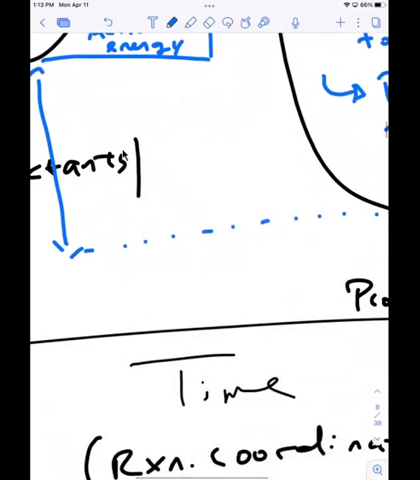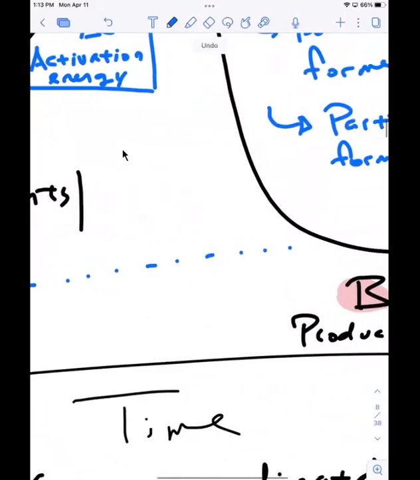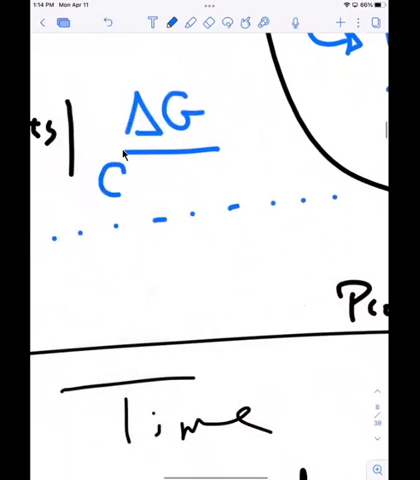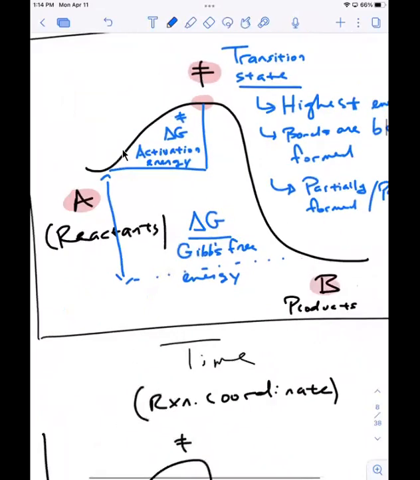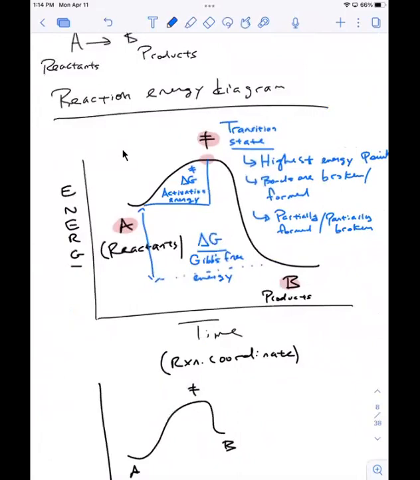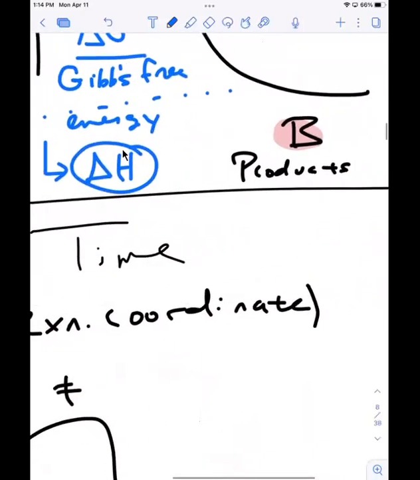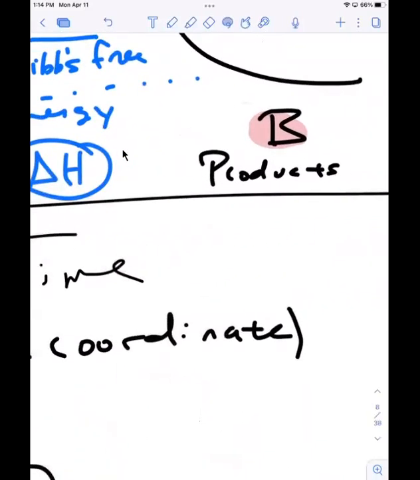That gap in energy is what we call delta G, not without the double dagger. There's a difference, which is the Gibbs free energy. So the Gibbs free energy is the gap between A and B. And it also gives us another value, which is delta H, which we'll be talking about today, which is the enthalpy.